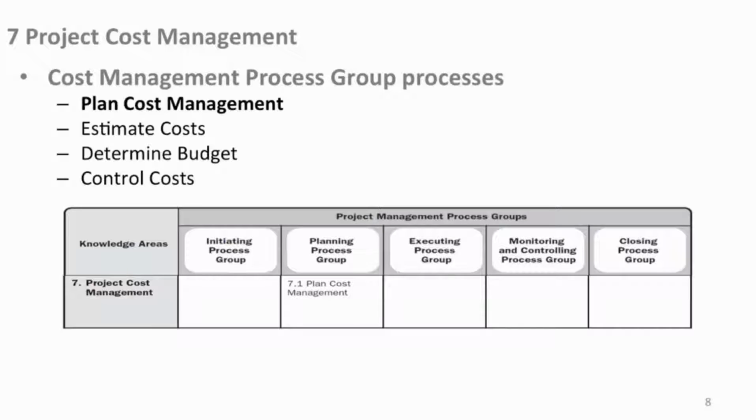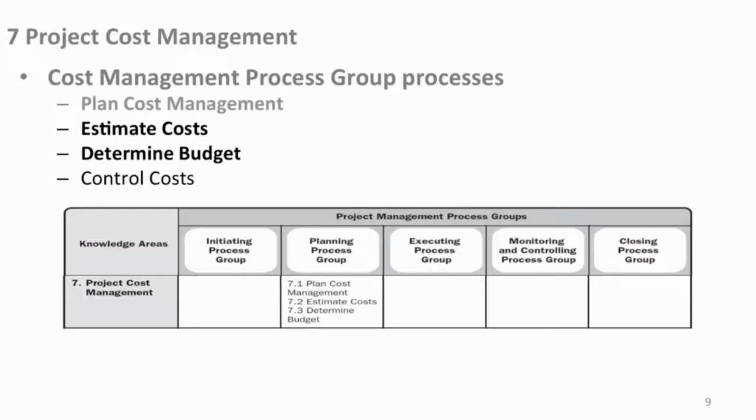So I've already put 7.1 Plan Cost Management in the planning process group. We all should know by now all plans go in the planning process group. Where do you think Estimate Costs and Determine Budget go? What are we doing there? Are we planning? Are we executing? Are we monitoring and controlling? Well, we're still doing our planning.